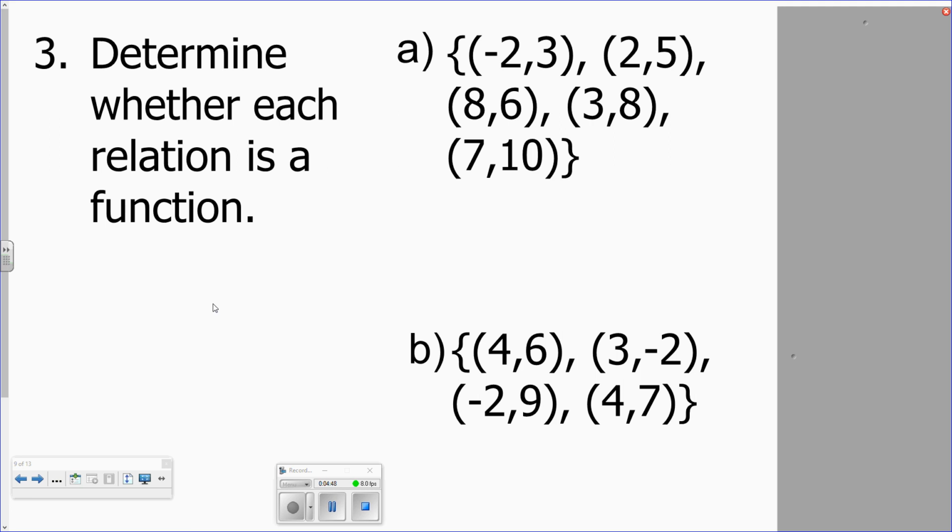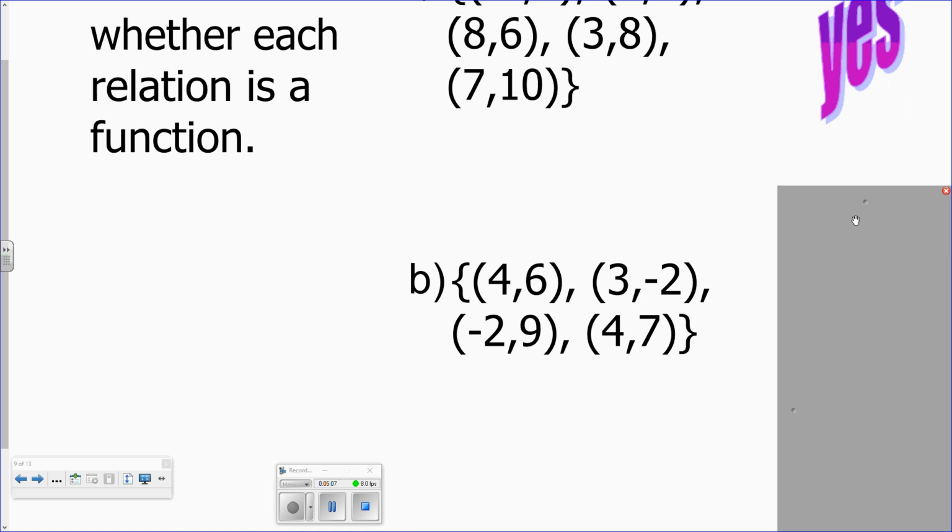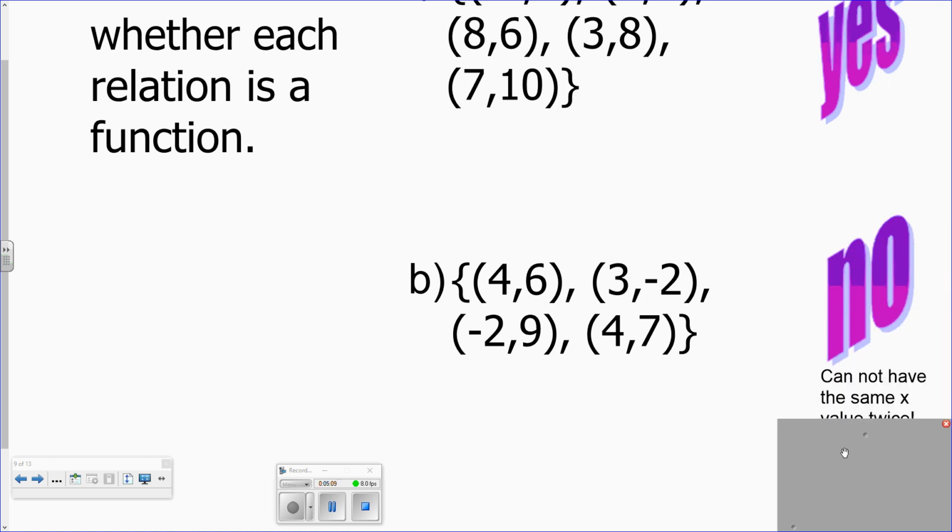Determining whether there's a function from ordered pairs, you're doing the same thing. You're going to be looking at the x's. Here we have -2, 2, 8, 3, and 7, all of those are different. So you're safe, and it's a function. When we look at b, we can safely say that b is not a function because we have the 4s repeating more than once.